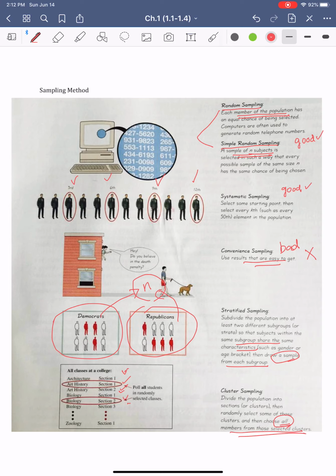So hopefully you know the difference between stratified and cluster. And these are both good sampling. So good.